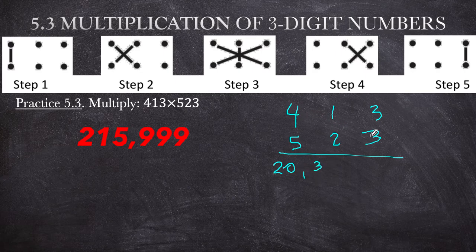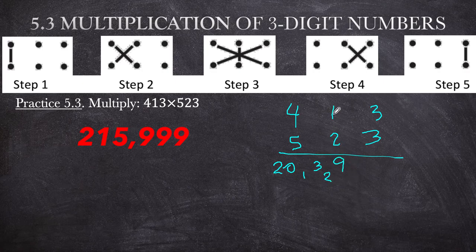And then we have 4 times 3 is 12. Let's do this mentally. 4 times 3 is 12. 1 times 2 is 2. And then 3 times 5 is 15. So 12 plus 2 is going to give us 14. 14 plus 15 is going to give us 29.